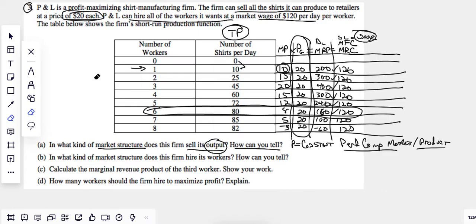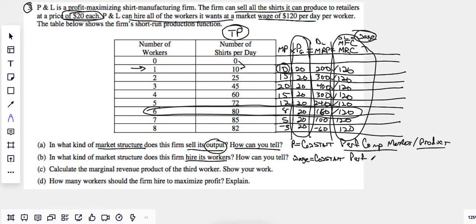The second one says, what market structure does this firm hire its labor at, or its workers? Well, guess what? The wage is constant. Notice that up there. The wage doesn't change. They can buy all the labor they want for $120. So it's a perfectly competitive labor market. Calculate the marginal revenue product of the third worker. We already did that, right? It is just marginal product times the price of the good. How many workers should this firm hire to maximize profit? We also already answered that.